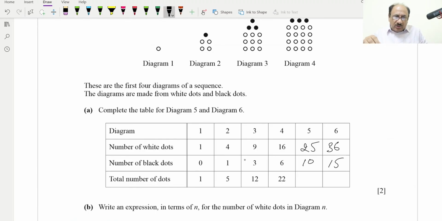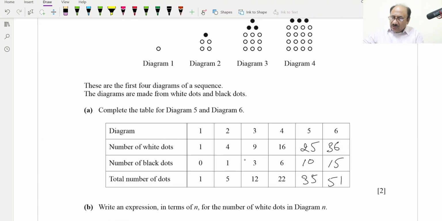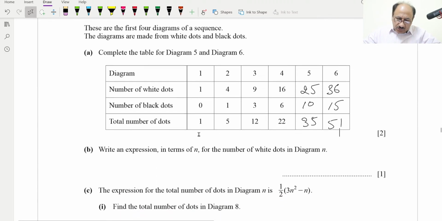Now this is the total number. Total number will be, this will be 1, 1 plus 0, 1, 4 plus 1 will be 5, 9 plus 3 will be 12, 16 plus 6 is this one. This will be 25 plus 10 will be 35, and 36 plus 15 will be 51, and this will be our answer. And we are done with this table, which is 2 marks.